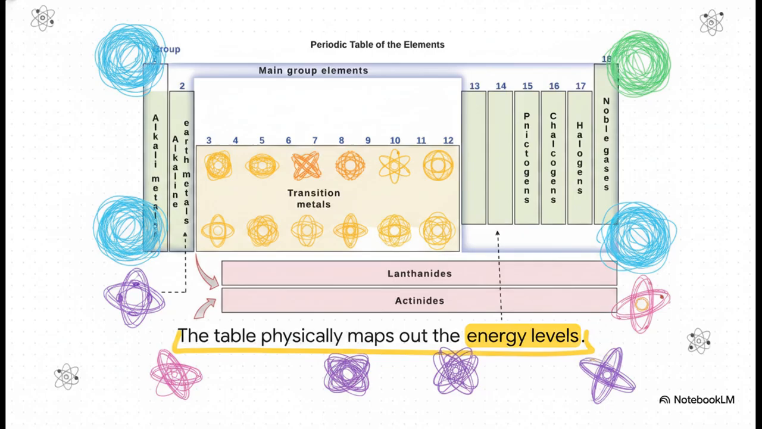And bridging the gap between the metals on the left and the nonmetals on the right, we have a staircase of metalloids, sharing properties of both. Finally, those 2 rows completely separated at the very bottom are the inner transition metals, the lanthanides and actinides, where the highly complex f orbitals fill. The architecture of the entire table is literally just a map of electron energy levels.